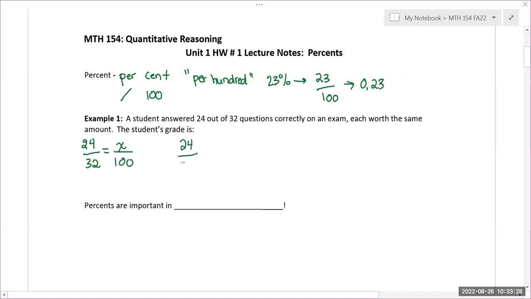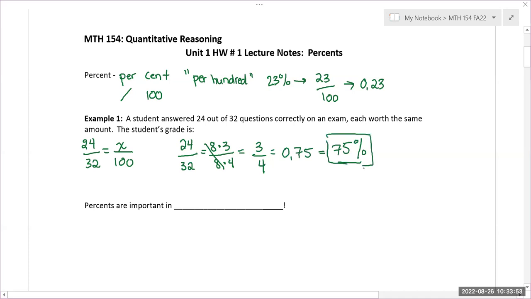So if I take 24 out of 32, I'm going to do what's called reducing. I'm going to make this 8 times 3 and 8 times 4 and get rid of those. Well, 3/4, we kind of commonly know that that's 75 or 75%. And if you're not sure, type it in real quick in your calculator. So now it makes sense to us that we actually got 75% on the exam. That equates to a grade. We know what we're talking about now.